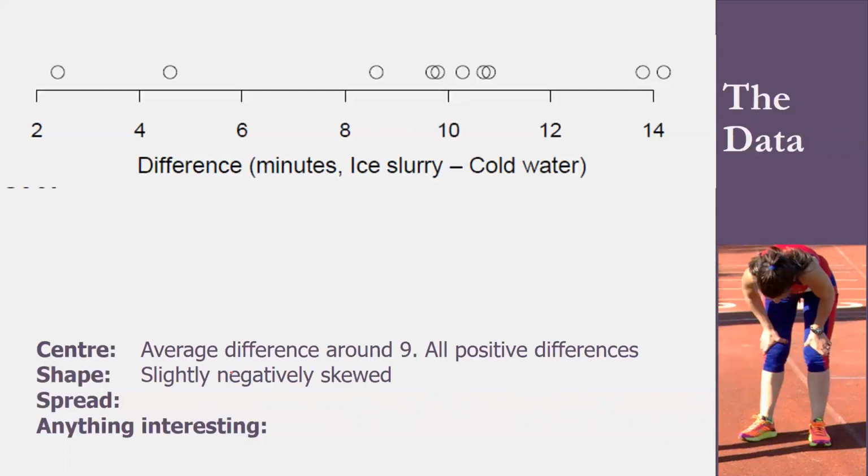We could maybe indicate a slight negative skew. Oh, why? That's weird. Yeah, maybe a slight negative skew. Again, tricky to tell with only 10 data points. Spread, we could just say that the differences go from around about 2 to about 14 minutes. There's nothing else really interesting there. So it's quite difficult to describe data when there's only 10 points, but we do what we can.